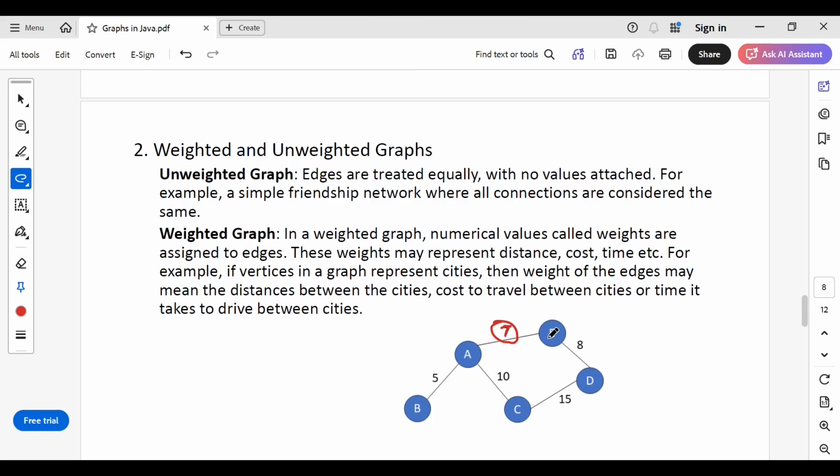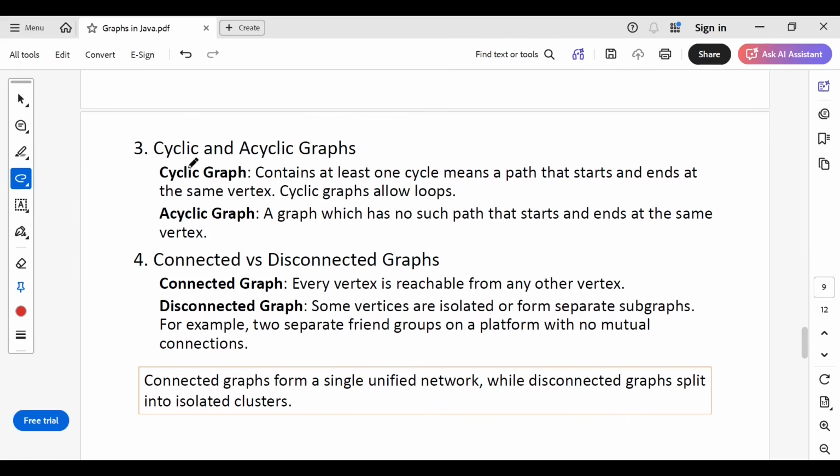So for weighted graph, you may have to do some algorithms, right? Find the optimized path based on time, or shortest path by distance, or fastest path where you can take less time. So then you will have weighted graphs. There are also cyclic and acyclic graphs. So cyclic graph is a graph where you will have at least one cycle, right? Acyclic graph is a graph which has no such path, so no cycles.